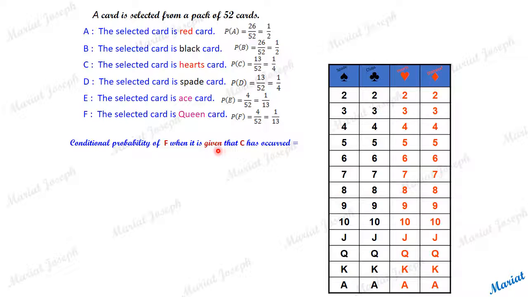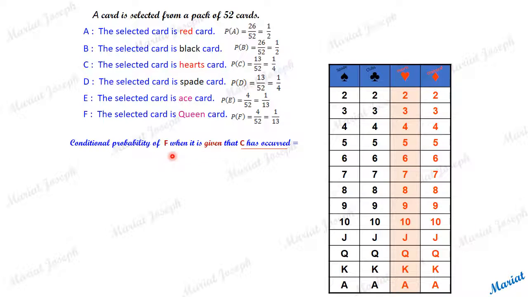What does it mean? The condition says C has already occurred. C has occurred means the selected card is already a hearts card. There are 13 cards, so we need to think of only these 13 cards. This has already happened. Now, on the basis of that information, we need to tell what is the probability of F. Such a probability is called conditional probability. The condition is that C has happened. If C has happened, then what's the probability of F?